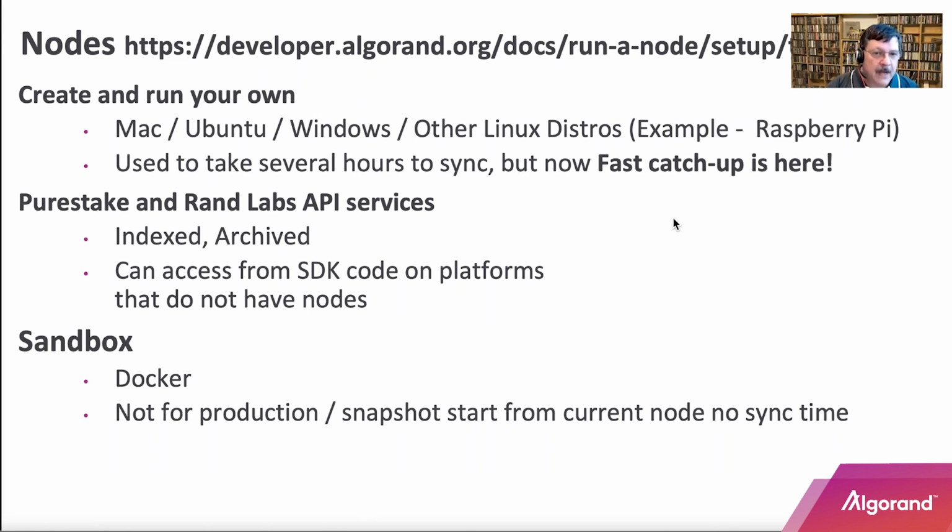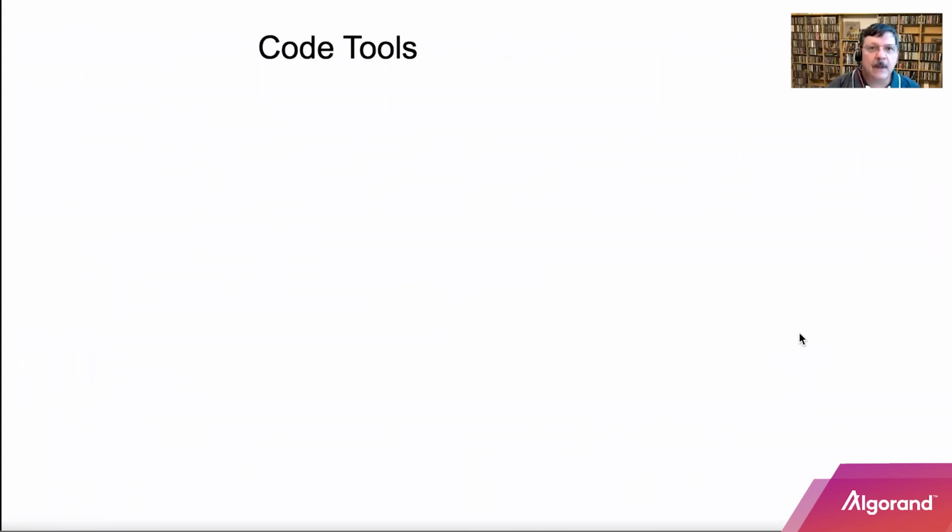Then you also have API services, like I alluded to, from PureStake and Rand Labs, through indexer and archive nodes, and you just access them from SDK code on the platforms that do not have nodes. So you don't even have to run a node to build solutions. Sandbox is really great for testing and not for production. It's a nice snapshot from the current node, with no sync time whatsoever.